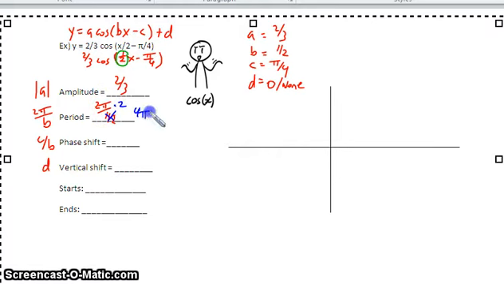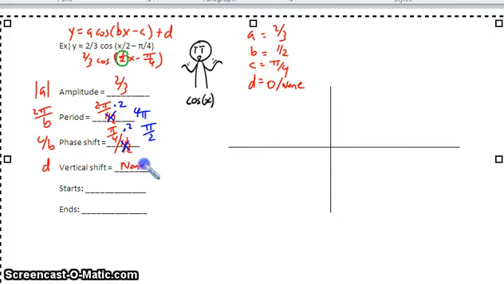My phase shift is c, pi over 4, divided by b, and the b is 1/2. So again, to get rid of the 1/2, I'm going to multiply by 2, so I'm going to get pi over 2 when I do this. And then I have no vertical shift.